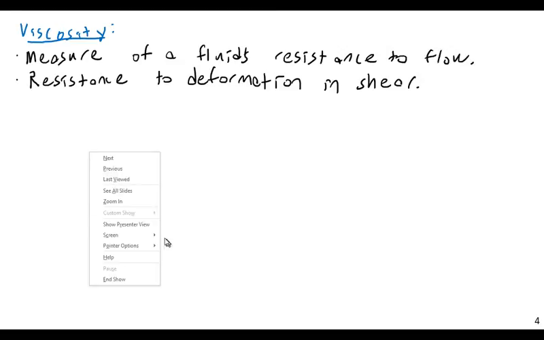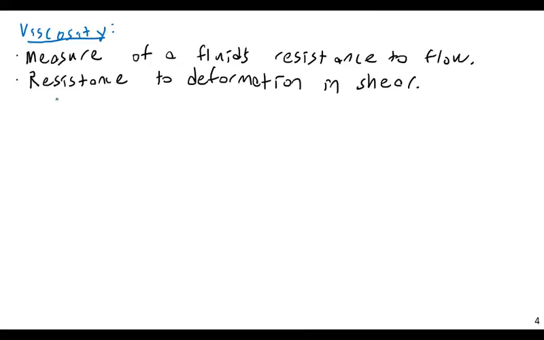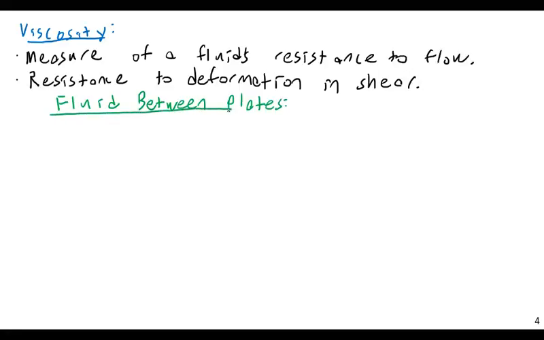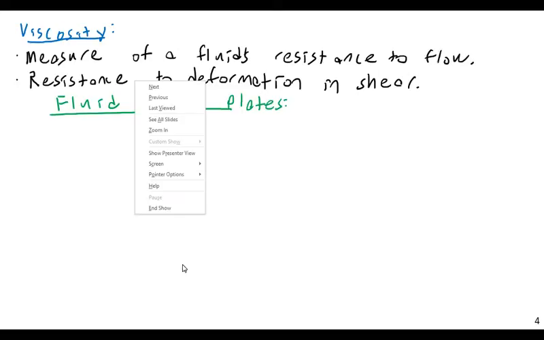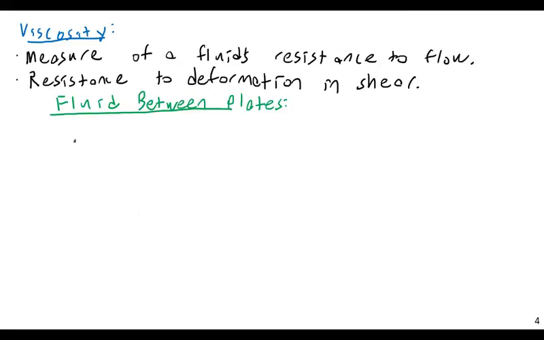So let's look at a case of fluid between plates, and we can sort of get a feel for what this means. Let's look at fluid between plates. And let's say I have two plates. The bottom plate is going to be fixed, and the upper plate is going to be moving with a certain velocity u.